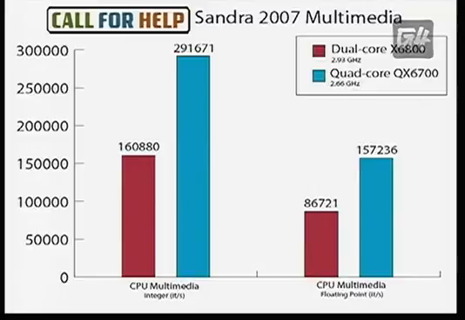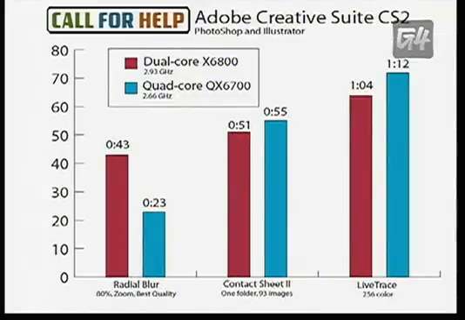Right, and same with the multimedia test here. Again, you see a pretty huge spike. You're getting about what you'd expect, which is almost twice as fast. Now, Adobe Creative Suite, which is one of the ones that is multi-threading aware, you notice that radial blur, it cut the time nearly in half. Wow. That was one of the filters that you can apply to photographs.